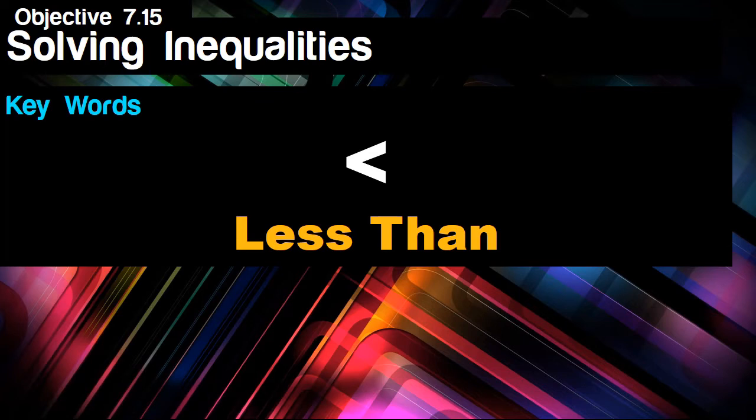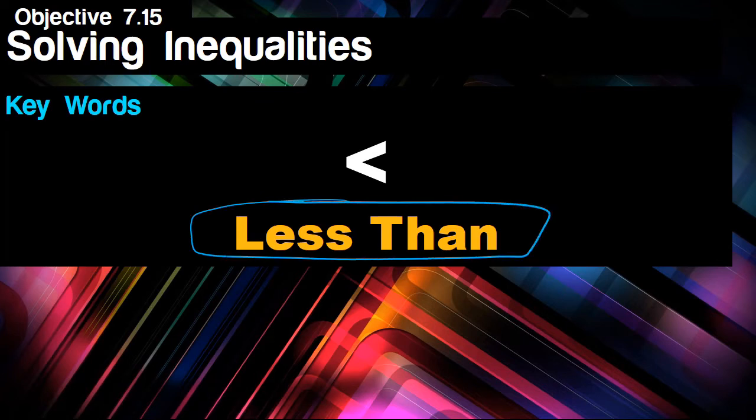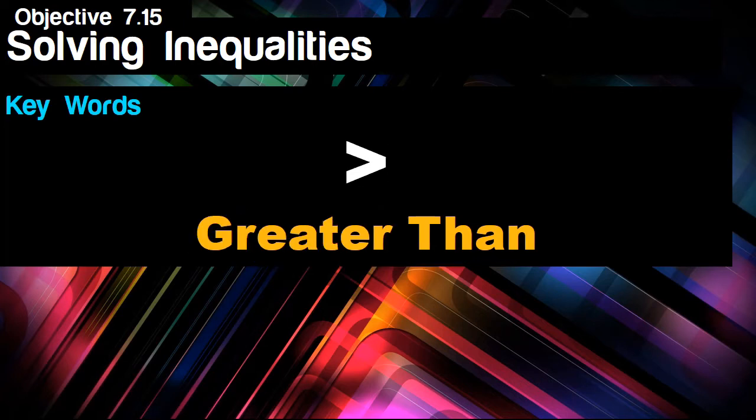So we're going to start with some key words here first. And so we're going to go over the symbols and what they mean. And we're going to add in some other keywords as well. So here we have less than. And so here in our word problems, you'll see that you might say that something is less than a number. So you know that you'll use this less than symbol.